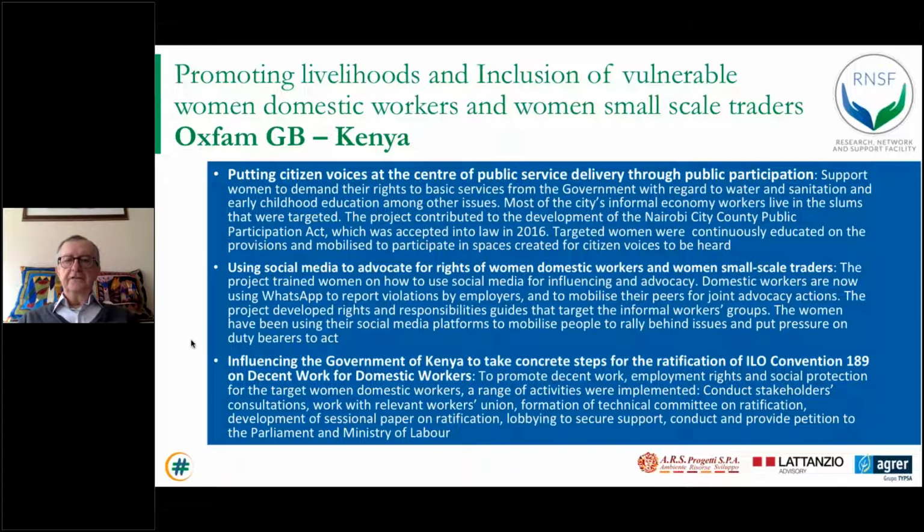Influencing the government of Kenya to take concrete steps for the ratification of ILO Convention 189 on decent work for domestic workers was one of the main orientations of the project, and it was successfully achieved in the course of the project.